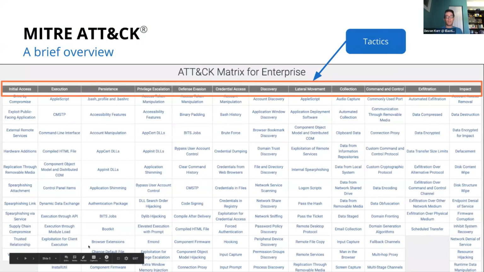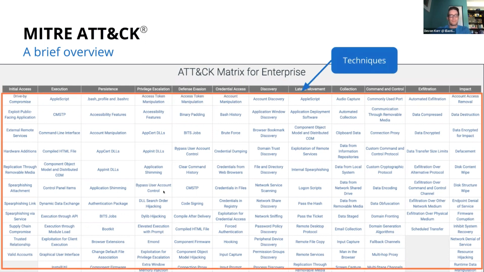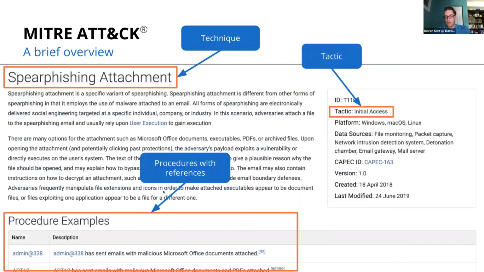This is the matrix. Welcome. ATT&CK organizes each of these techniques by tactic. This is another way of describing adversary objectives. It is, in a lot of ways, literally a means to an end. Techniques, these are the means.